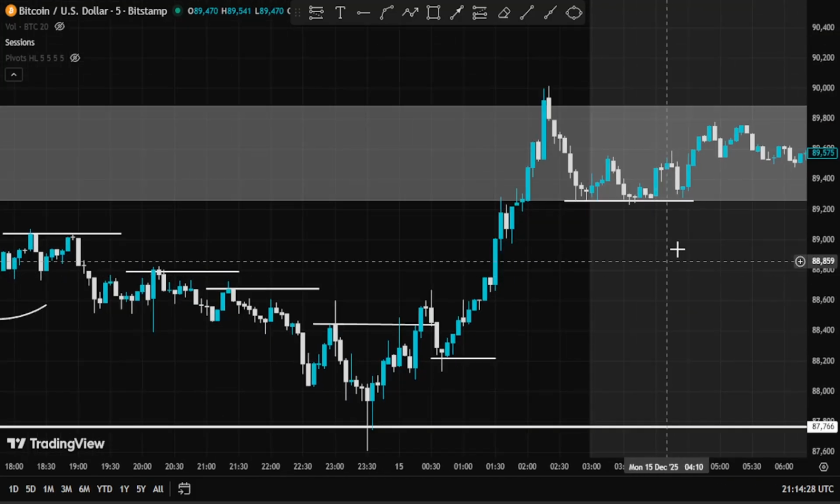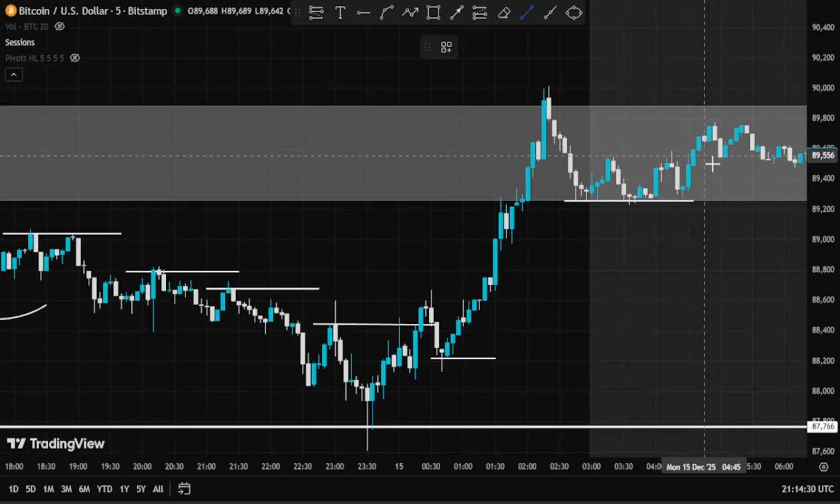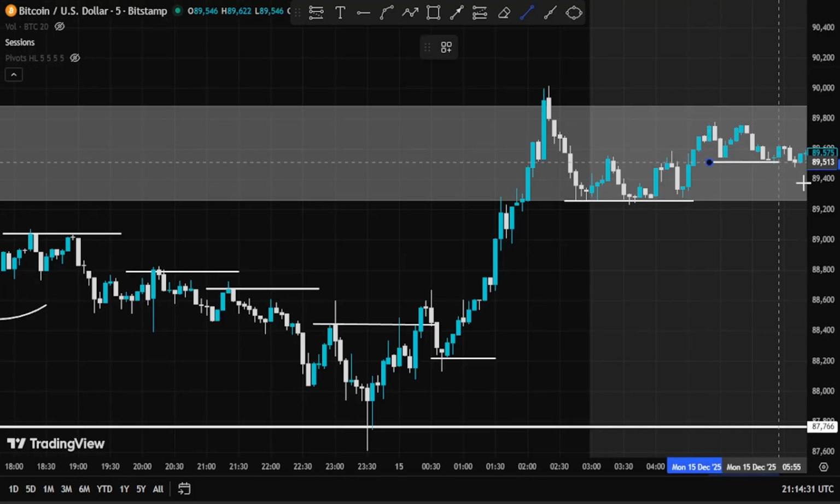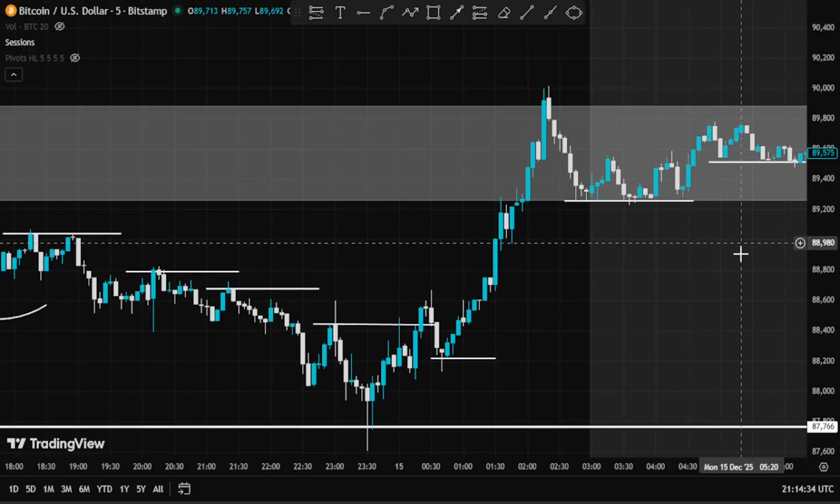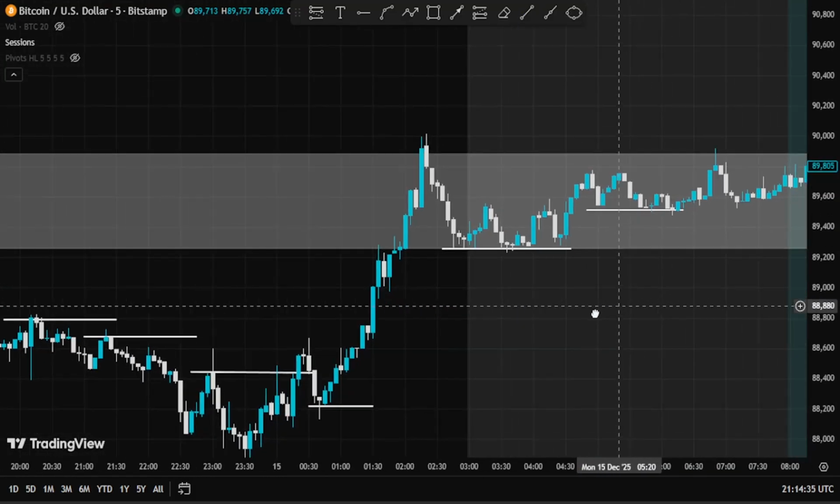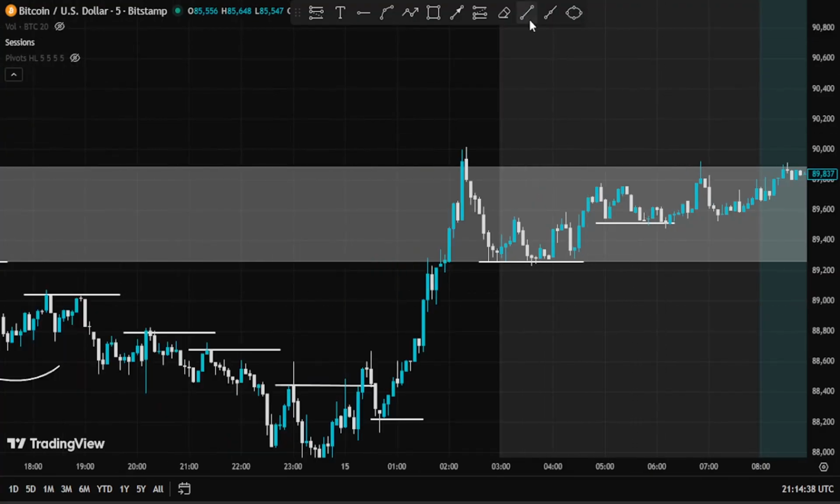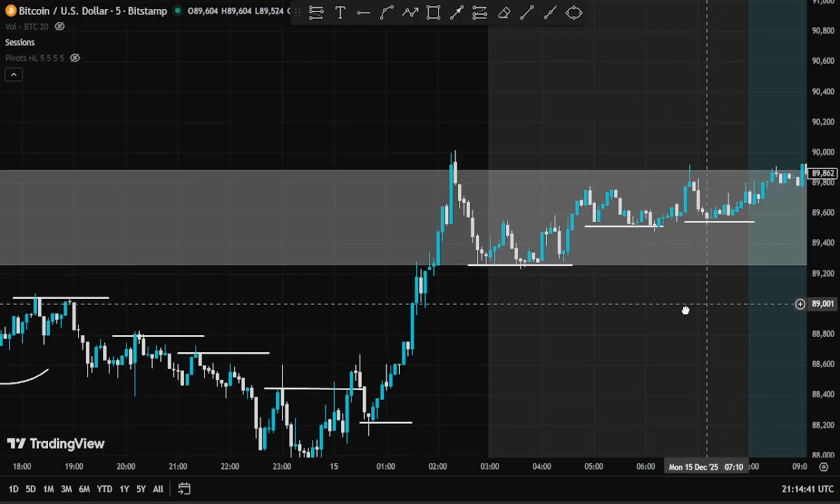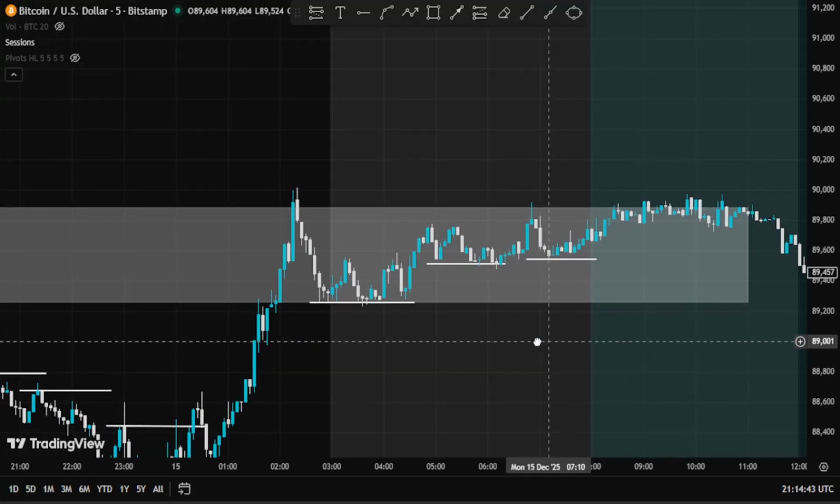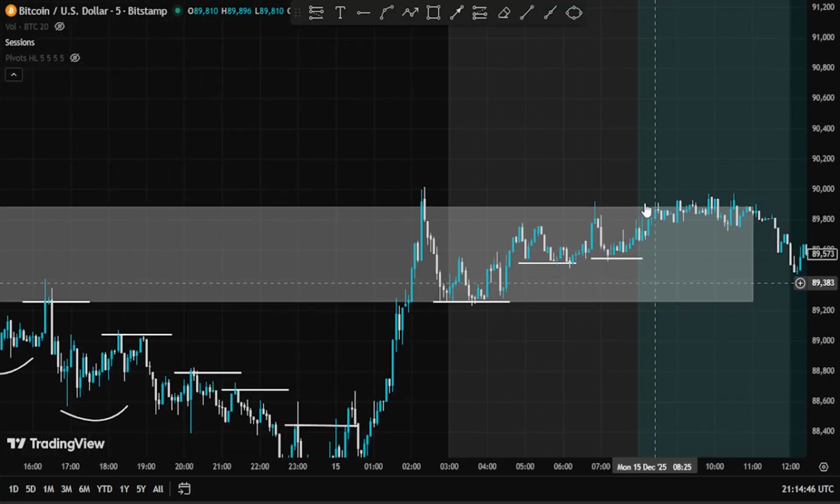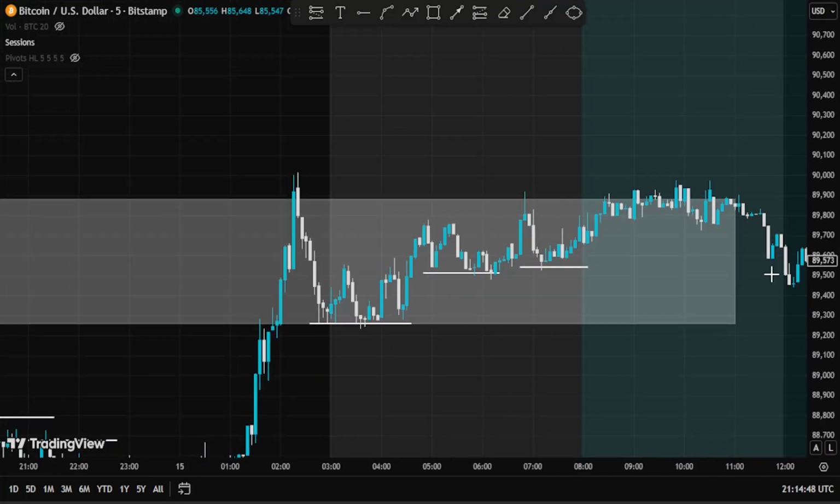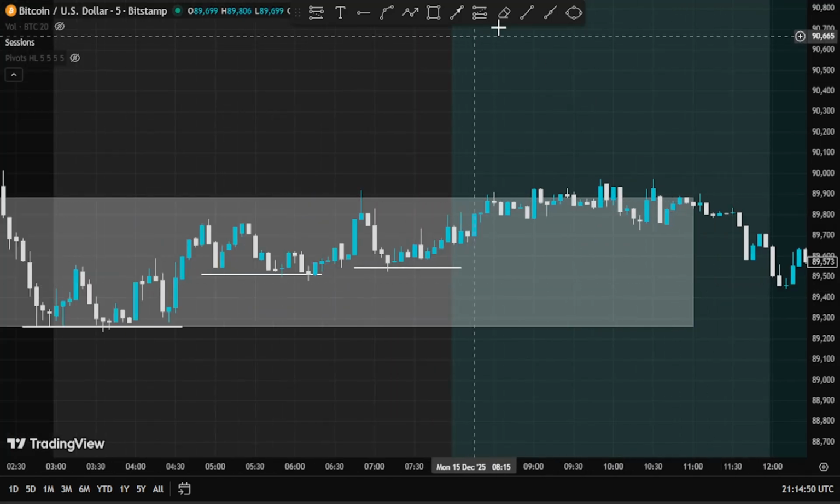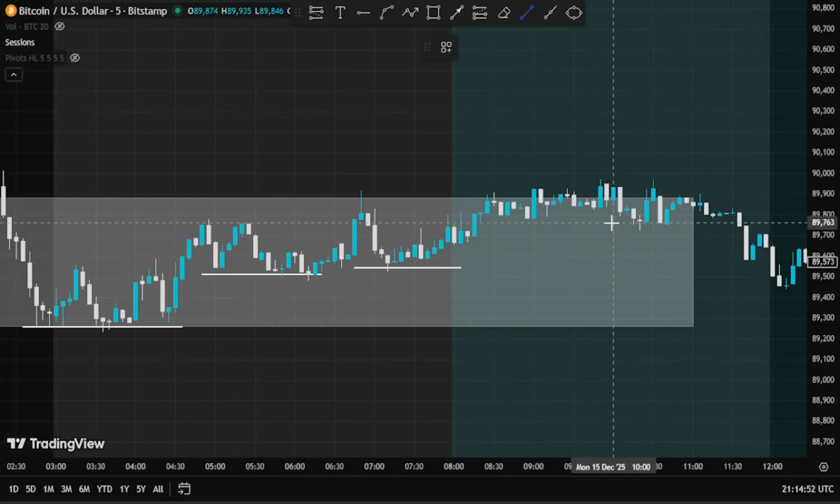So buyers kept making higher and higher levels of support here, as you can see. High level of support here made by buyers. Then another high level of support here made by buyers. Then you can see that this is another high level of support here. Another high level of support here.